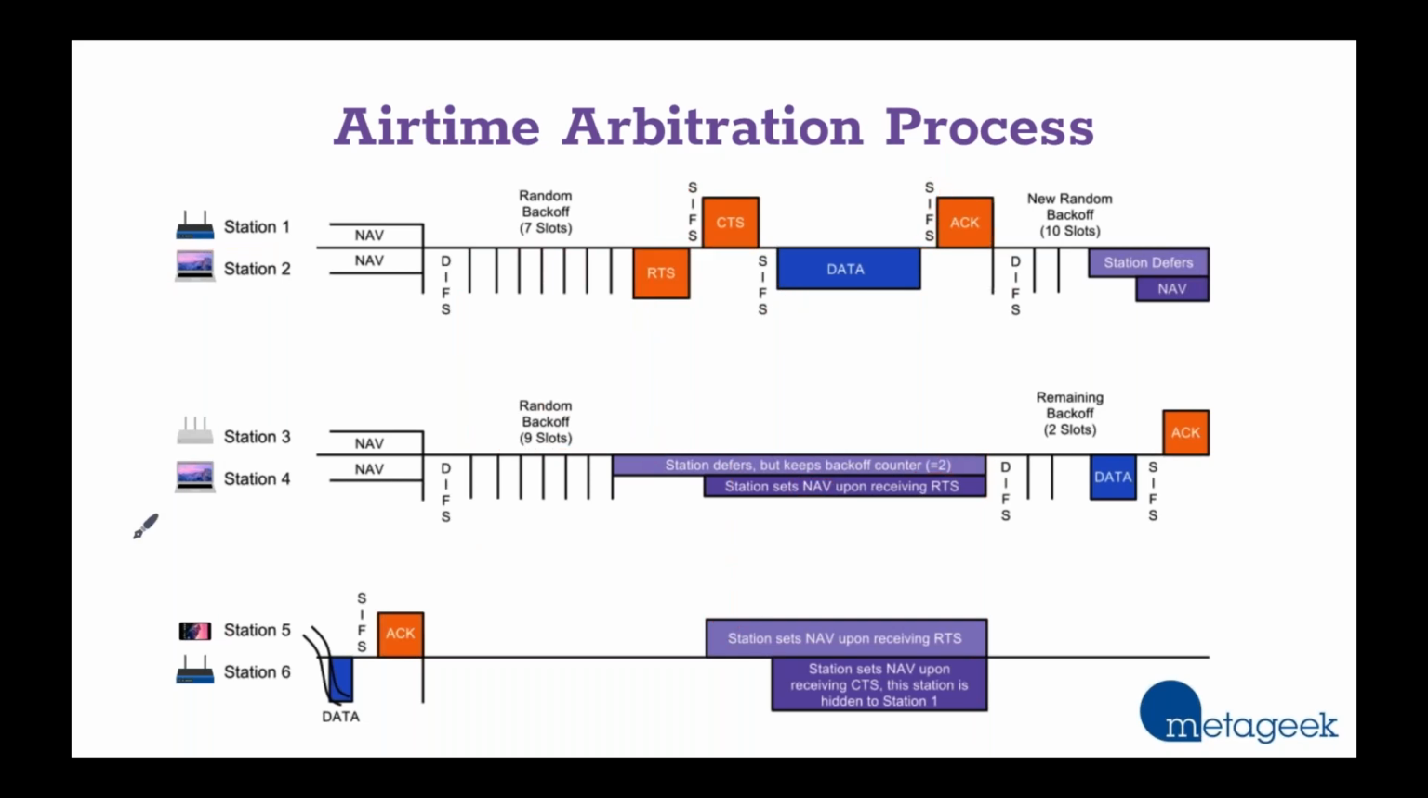So now, remember how Station 4 didn't get its opportunity to transmit? Well, it went from 9 slots and counted down, but it had 2 slots remaining. So now, once it hears that little gap, it's going to go, oh, hey, there's another opportunity to talk here. And at this time, instead of rolling the dice, it's just going to use 2 slots. So it only has to count to 2.